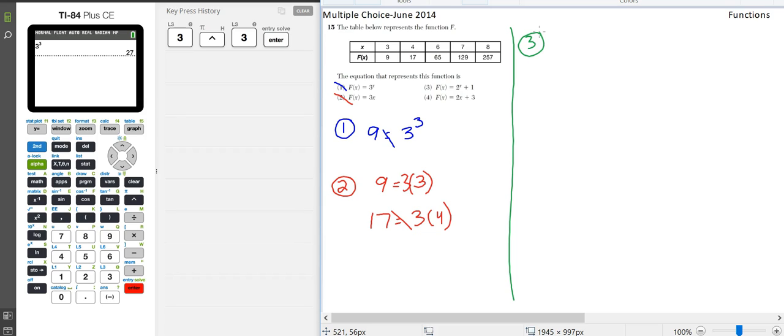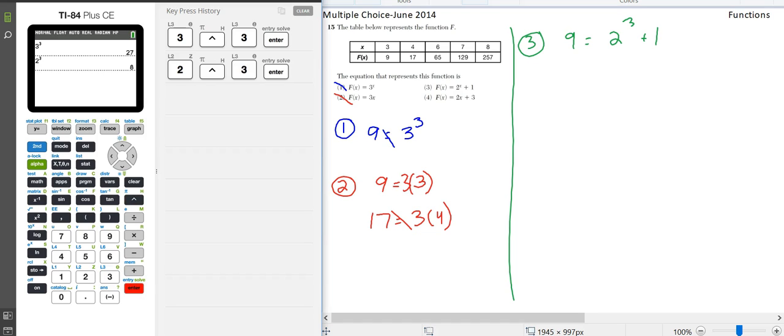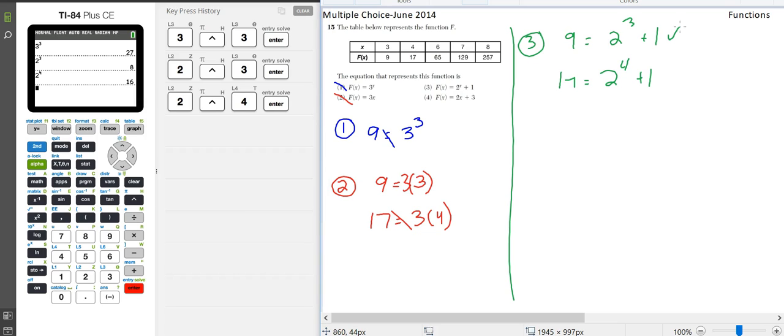f of x is equal to 2 to the x plus 1. Let's try it. Is 9 equal to 2 to the 3 plus 1? 2 to the 3 is 8. 8 plus 1 is 9, so 9 is equal to 9. Good. Let's try the next point. Is 17 equal to 2 to the 4 plus 1? 2 to the 4 is 16. 16 plus 1 is 17, so far it's good. Let's try the next one.